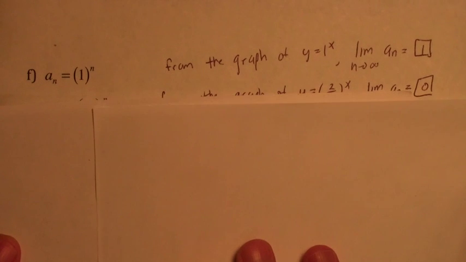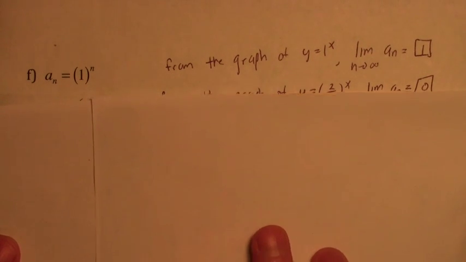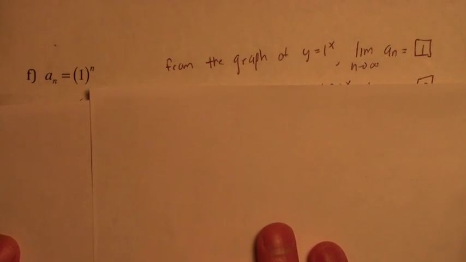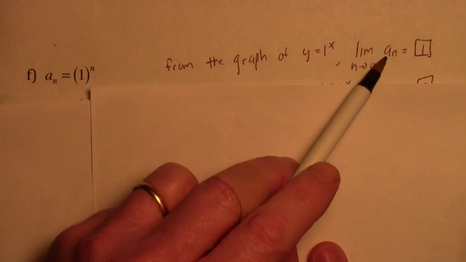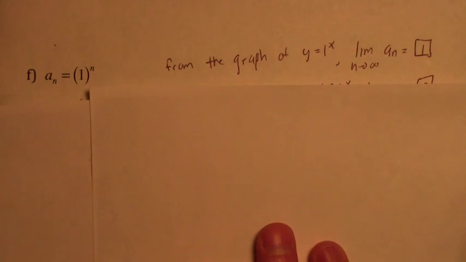Okay, suppose we have the sequence a sub n equals 1 to the n, and we want to know whether the sequence converges or not. If you look at the graph of y equals 1 to the x, that's a horizontal line, right? So from the graph of y equals 1 to the x, you can conclude the limit as n goes to infinity of a sub n is 1. The sequence converges to 1.